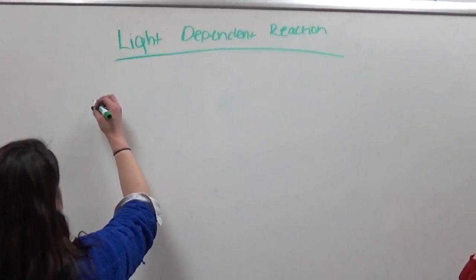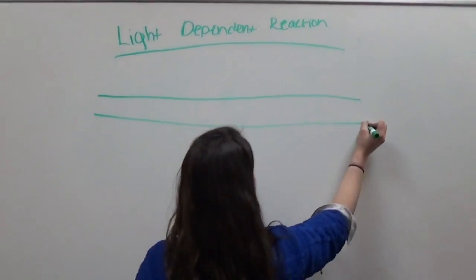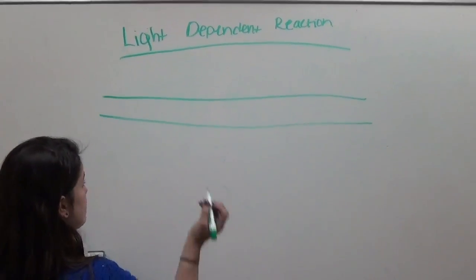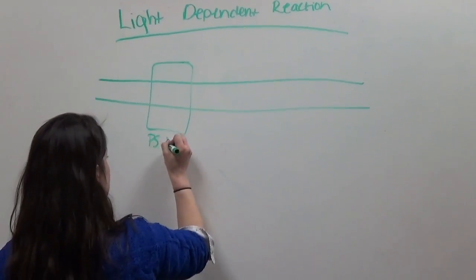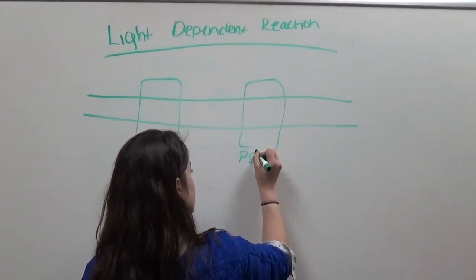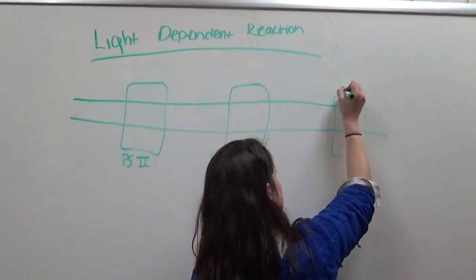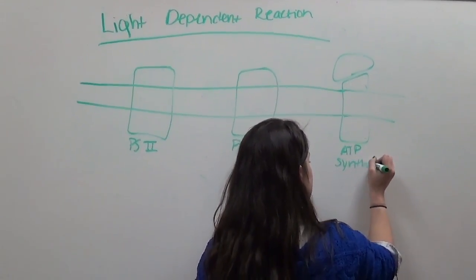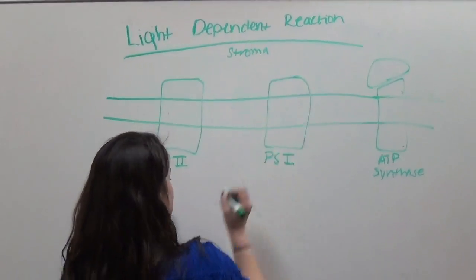So this is happening in the thylakoid membrane of the chloroplast, and in the thylakoid membrane there is going to be photosystem 2, photosystem 1, and ATP synthase. Up here is the stroma, down here is the lumen.